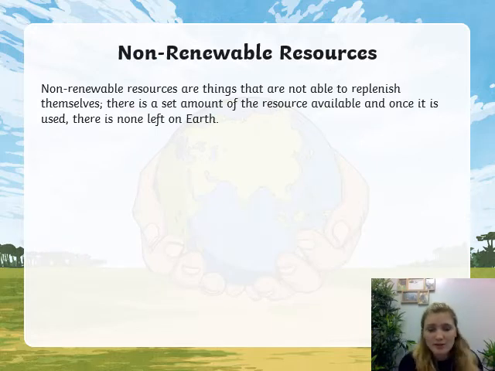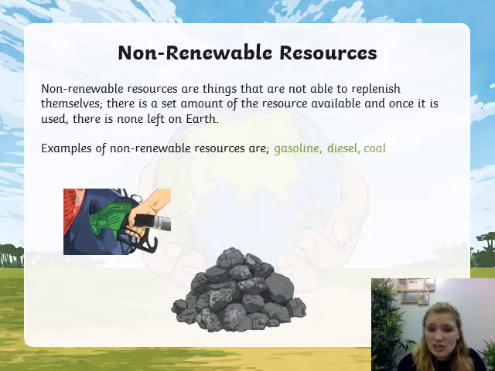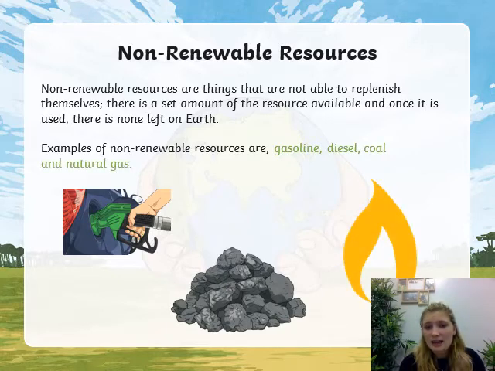However, non-renewable resources are things that can't be replenished, they can't make themselves happen again, and these are things that are only available once, and once it's used there'll be none left. So things like petrol, diesel, coal, and natural gas, so what we burn to either keep our cars running, keep our houses warm, and keep the flames going.